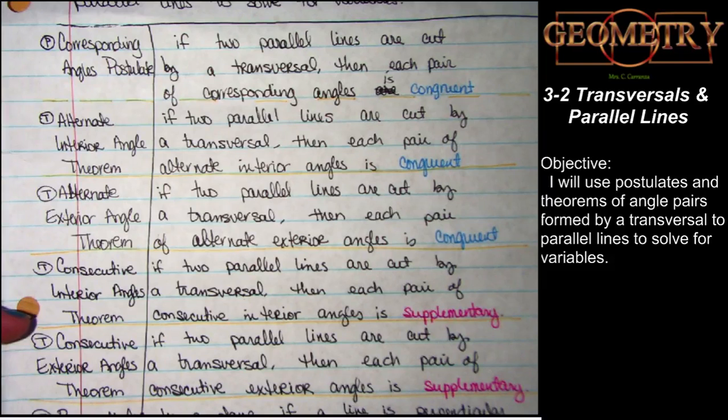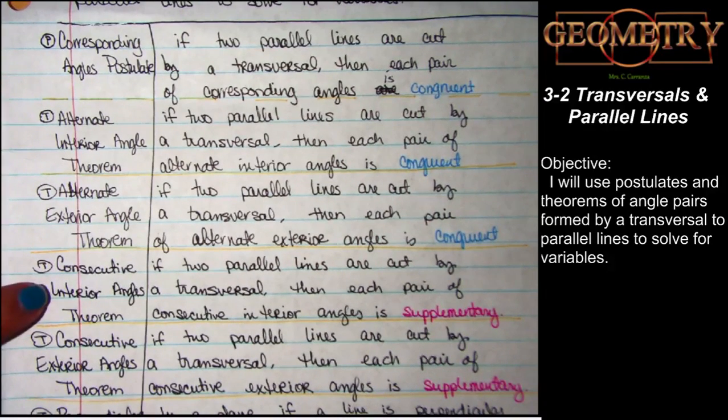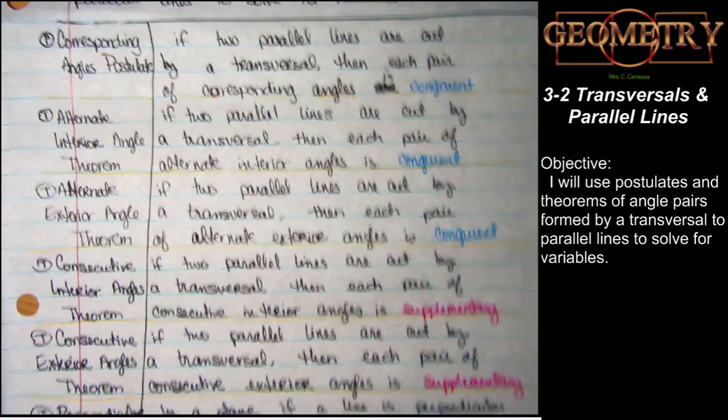The consecutive pairs, the consecutive interior and consecutive exterior, those are going to be supplementary. What did supplementary mean? 180. How do you get to 180? What do you do? Add, subtract, multiply, divide? Add. So when you add the measures of the angles, you will get 180 degrees. That makes them supplementary. So both of the angles in the consecutive interior pair and both of the angles in the consecutive exterior pair will be supplementary to each other.